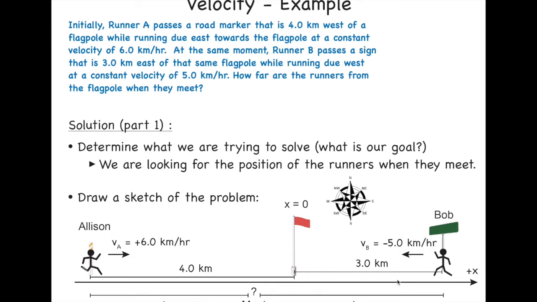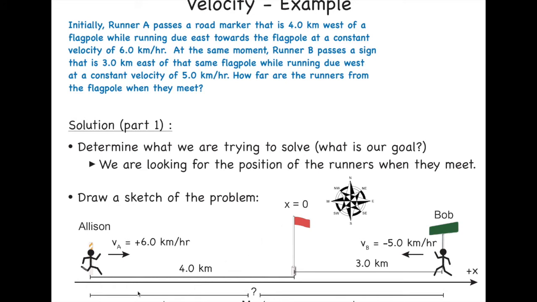Whenever we sketch a problem, we need to define our axes. So we're going to set positive x to be in this rightward going direction, in this case east, the easterly direction. And we have to set an origin. So we're going to choose, this is not the only choice that we could make for solving this problem, but it's a convenient one. We're going to set the flagpole to be at x equal to 0.